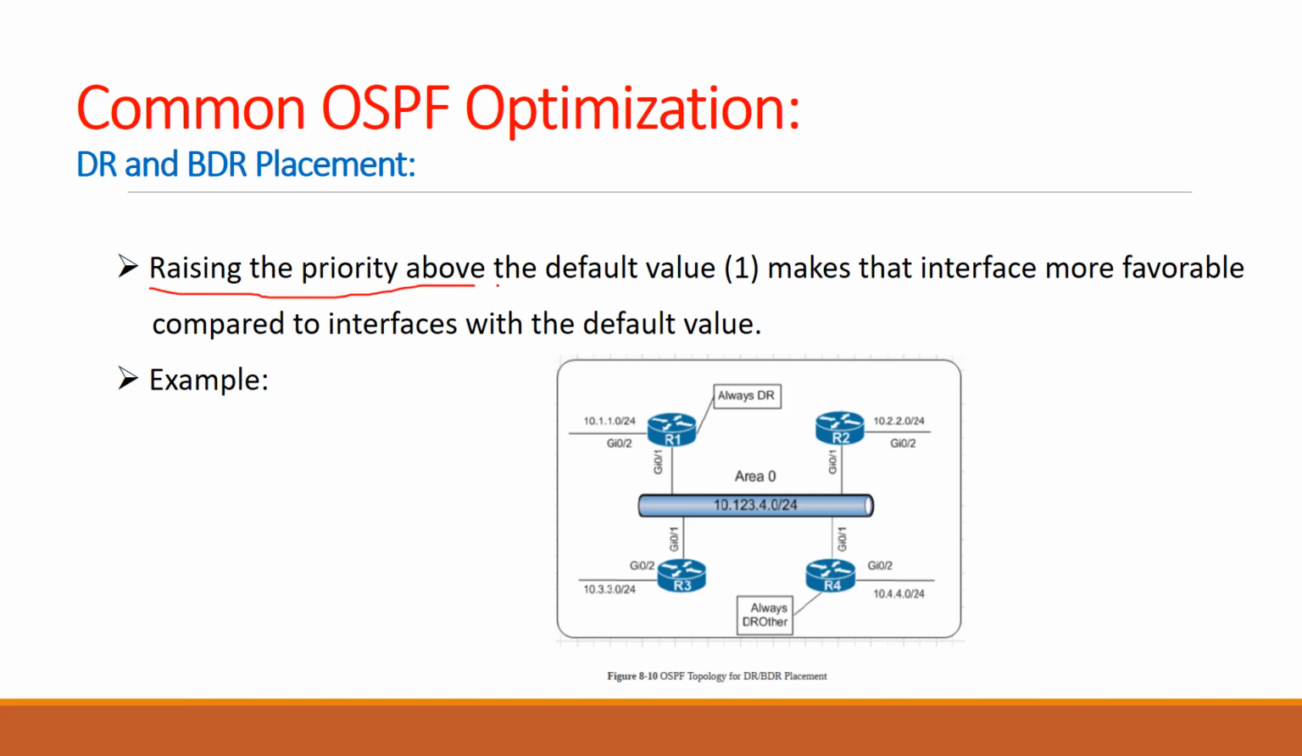Raising the priority above the default value 1 makes that interface more favorable compared to interfaces with the default value. And as we did in the example, we made R1 always DR by changing the priority to 10, and it became the DR router, or the designated router.